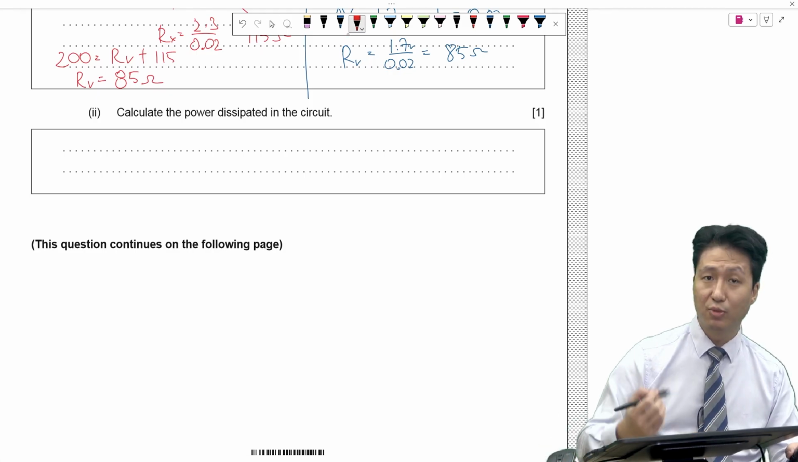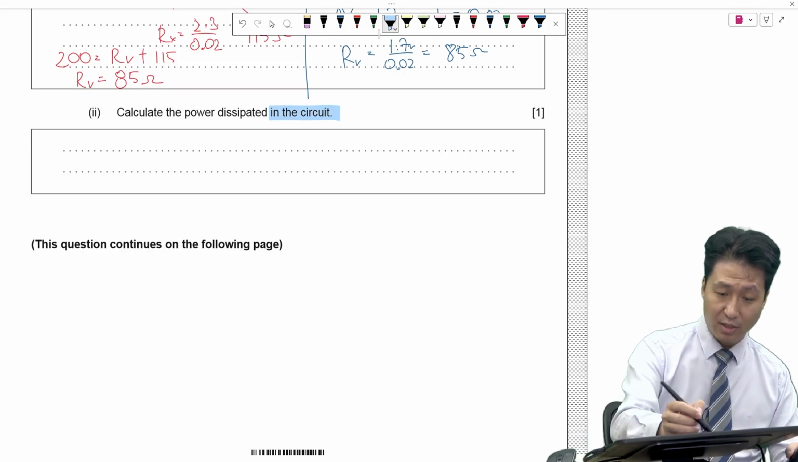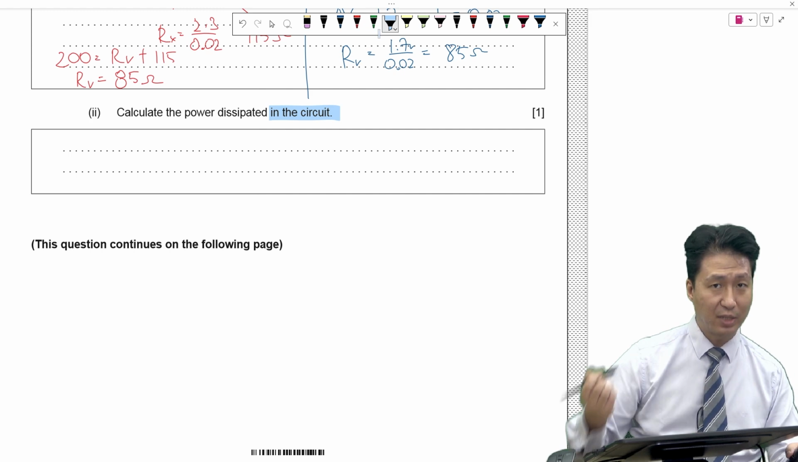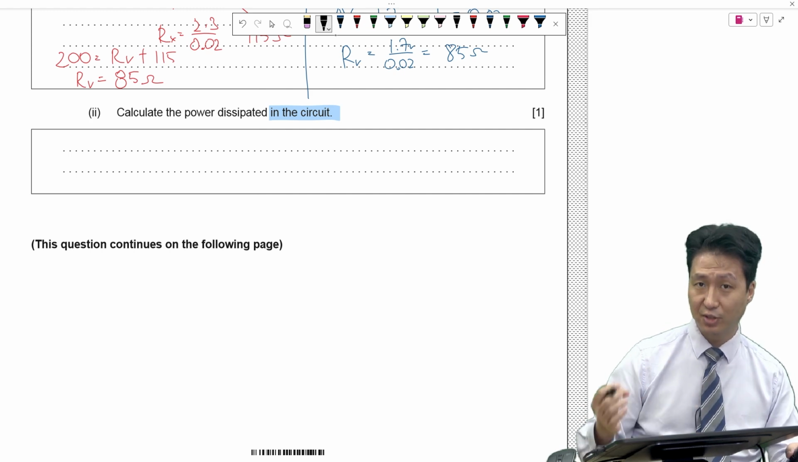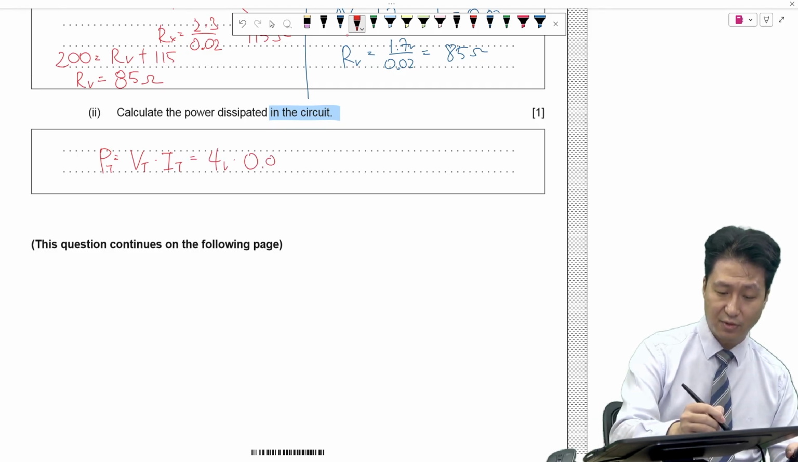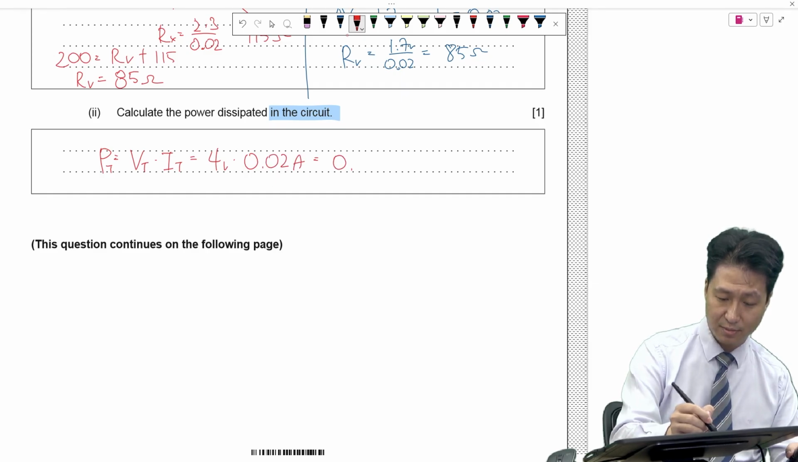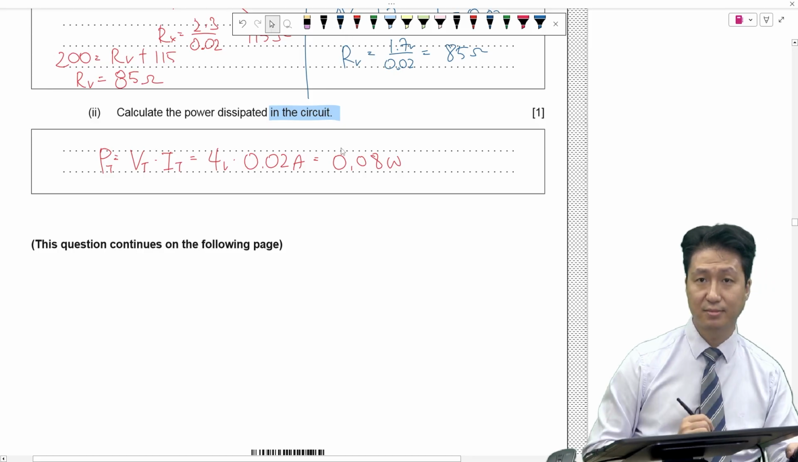Then, Roman numeral 2, the question asks you to calculate the power dissipated in the circuit. Notice that if it says in the circuit, it's the total power. And if you want the total power, you have to use the total voltage. So let's use the equation for power. Power is equal to the voltage total times the current total, which is 4 volts times 0.02 amperes, which is 0.08 watts.